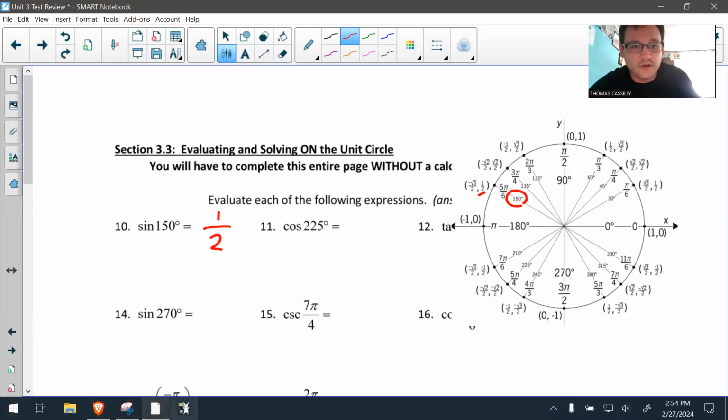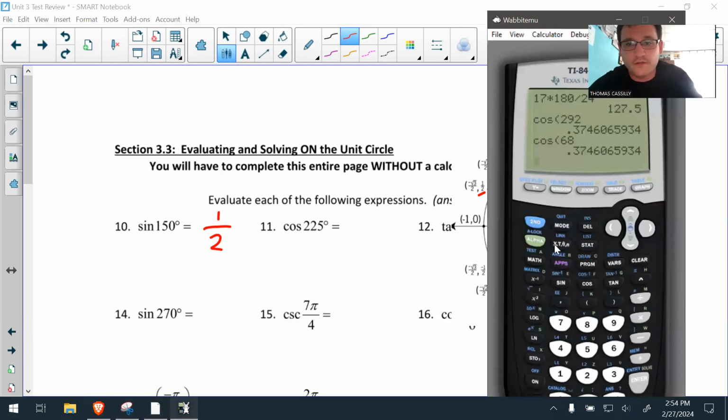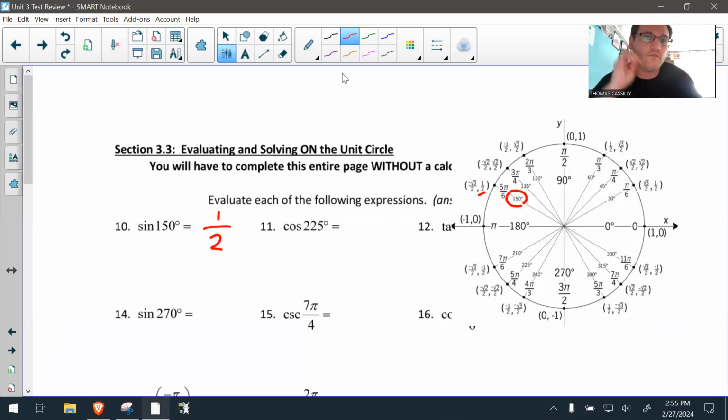It says without a calculator, but just on this first one, let's pull up the calculator and do the sine of 150. Sine of 150 gives you 0.5 or 1/2, right? So it works. All right.